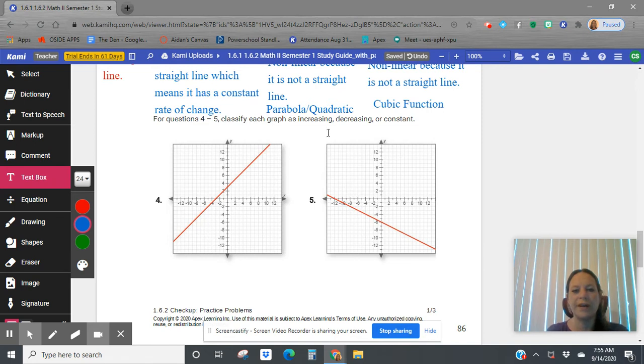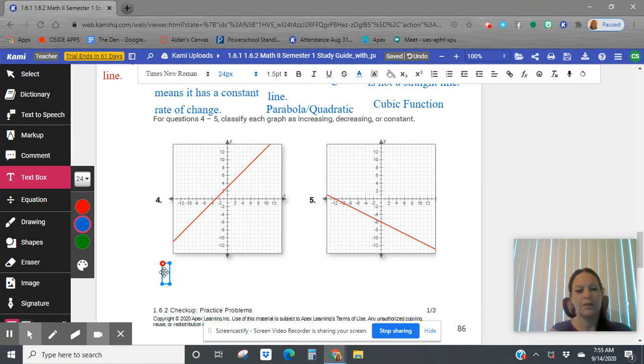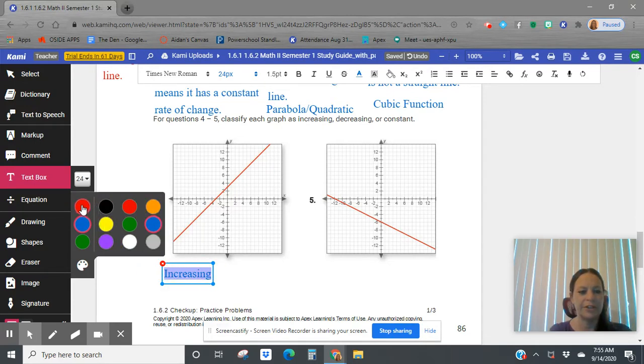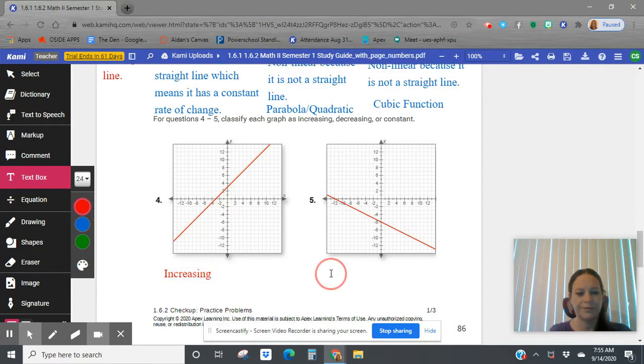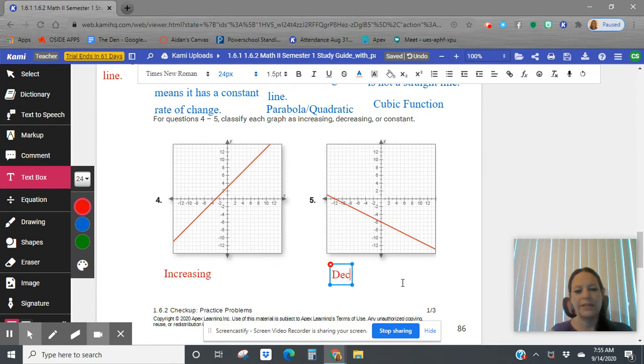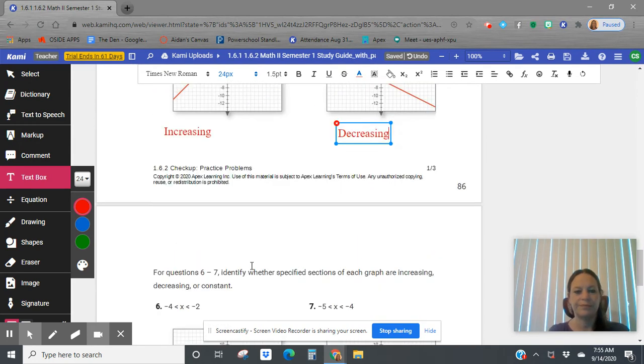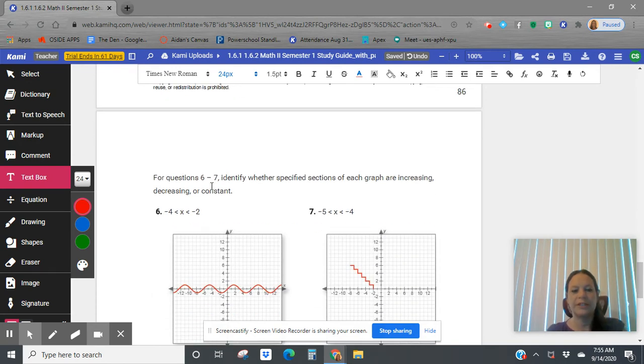For questions 4 to 5, classify each graph as increasing, decreasing, or constant. Here's a graph that has a slope going up, so it's an increasing function. Here's a graph that's going down, so it's a decreasing function. For questions 6 to 7, identify whether the specified sections of each graph are increasing, decreasing, or constant.